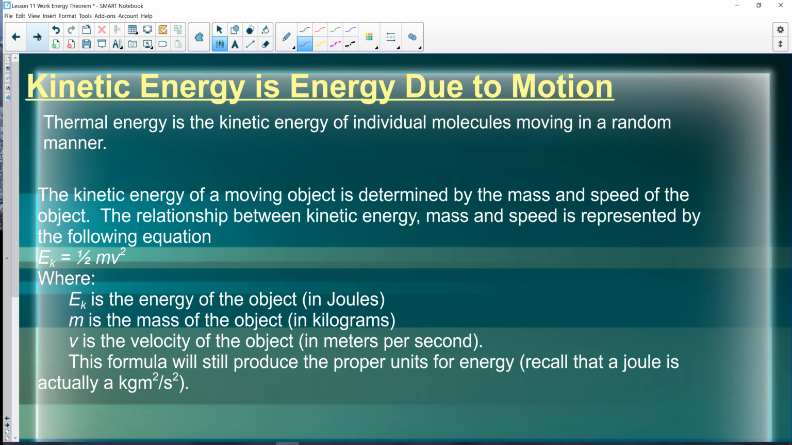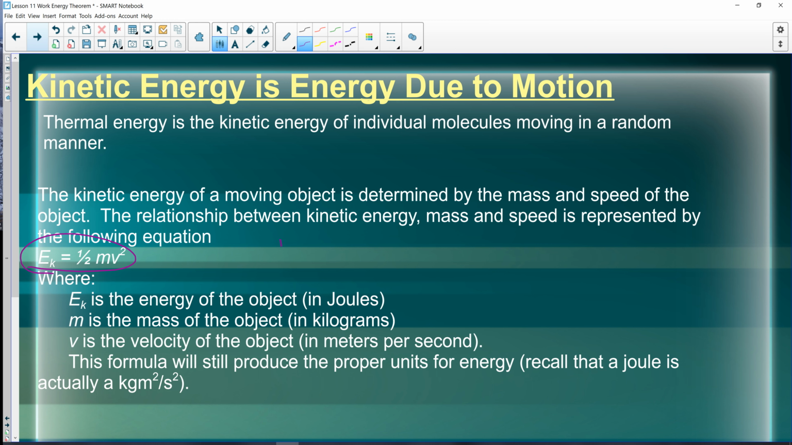Right, so mechanical kinetic energy, we've already said, is calculated by going 1/2 mv squared. So we take 1/2 times the mass times the speed squared, and we'll get the kinetic energy of the object. Now, that's still going to calculate joules.